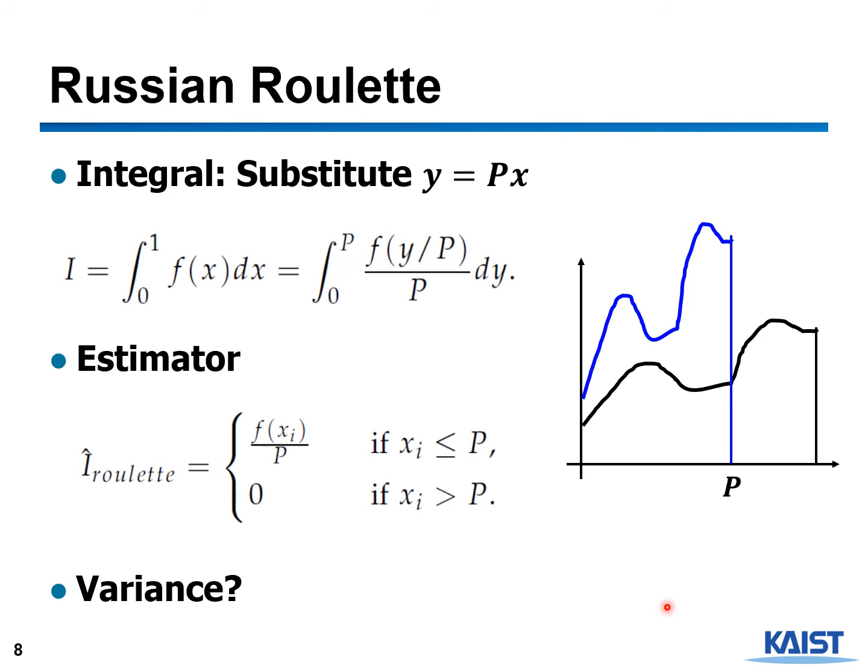Intuitively, we can say that the variance of Russian roulette is bigger than the original one, right? Why? In this case we get 0, but in this region we get a much bigger value, so the value changes more and the variance becomes higher. But even though the variance is higher than before, once the random number turns out to be bigger than p, we can terminate the recursion process. So we can adopt this process.